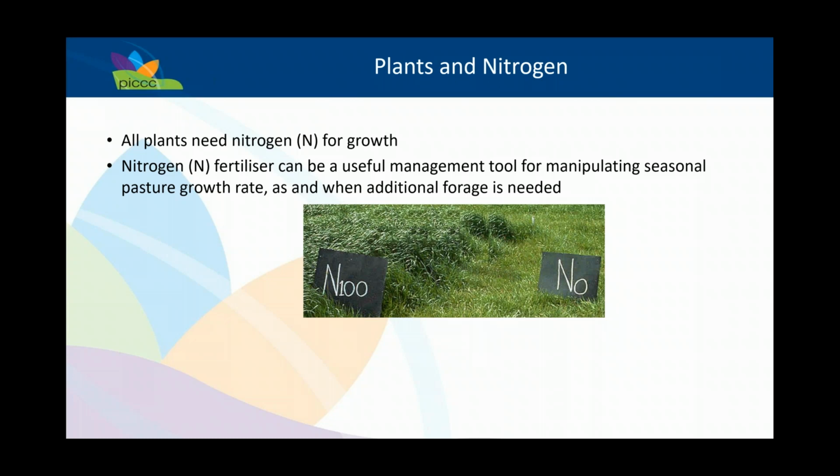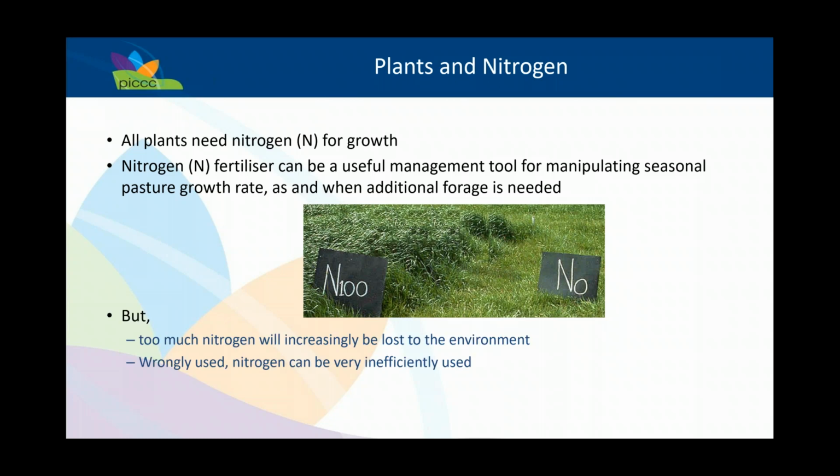Whereas in the midwinter or early spring period, when soil temperatures are too low, nitrogen can be useful. But as we learned last week, too much nitrogen can be harmful to the environment, and wrongly used and incorrectly applied, it can be very inefficiently used. And we learned last week that with poor utilization and poor management of nitrogen, you might be better off to go and buy something else.